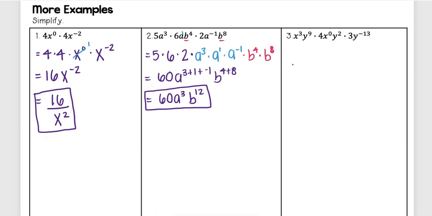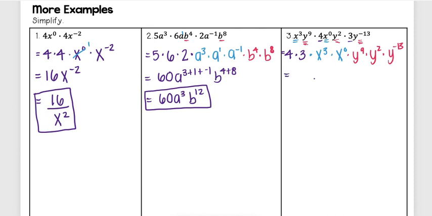Okay, let's try one last one. So again, I'm going to put my whole numbers out in front that I'm going to be multiplying together. So I have a 4 and a 3. Next, I'm going to put all my x's together. So I have an x cubed times x to the 0. And then I'm going to put all of my y's together. So I have a y to the 9th times y to the 2nd times y to the negative 13.